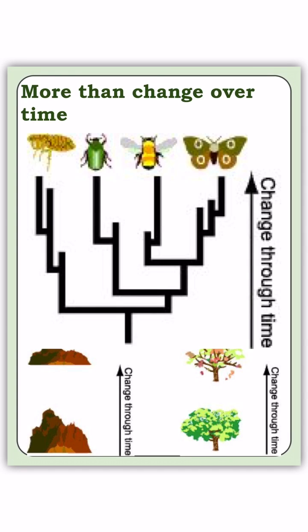It's also more than change over time. Sometimes evolution is referred to as change in biology over time. Lots of things change over time. Trees lose their leaves. This is true, but it's not evolution. Mountain ranges will change over time. They can be eroded down or uplifted.